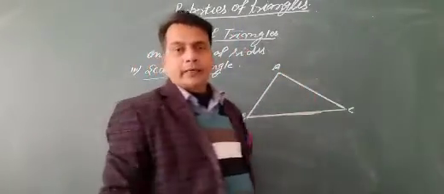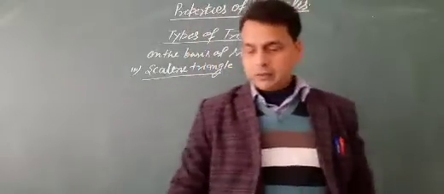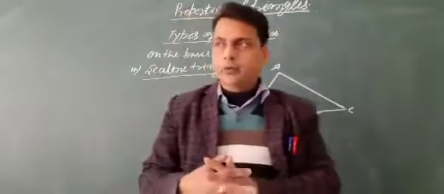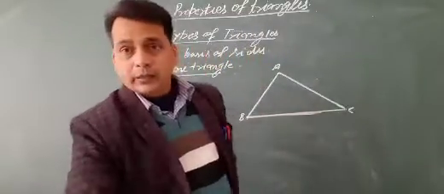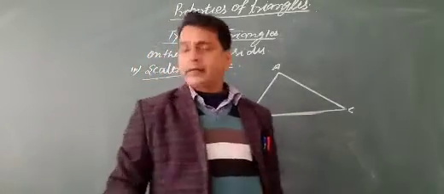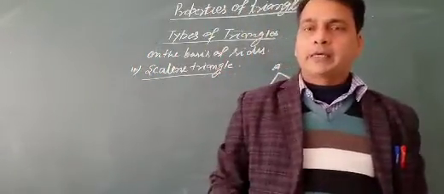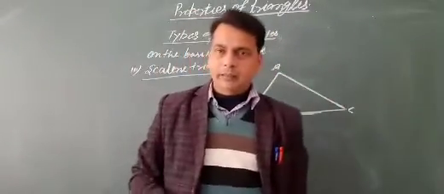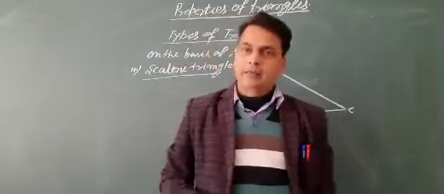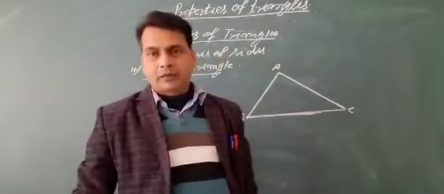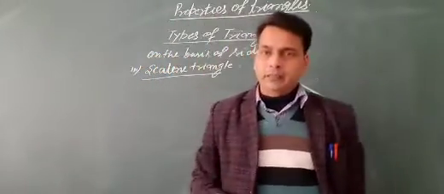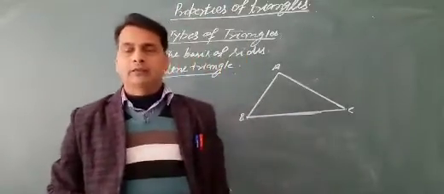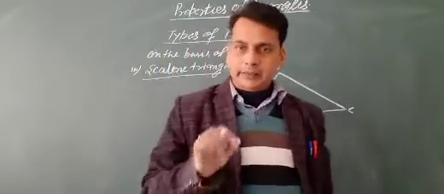So, types of the triangle on the basis of sides. The first type of triangle is the equilateral triangle. In an equilateral triangle, all sides are equal, each angle is also the same, and the value of each angle in an equilateral triangle is 60 degrees.